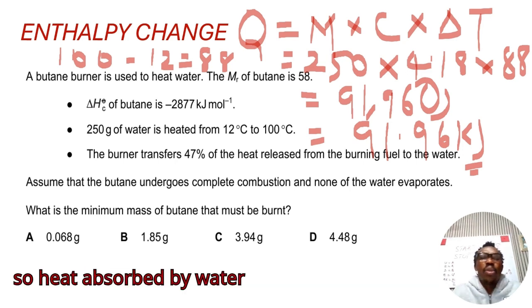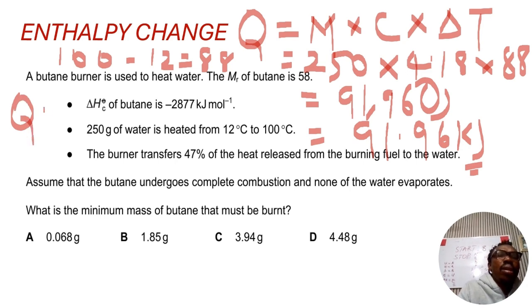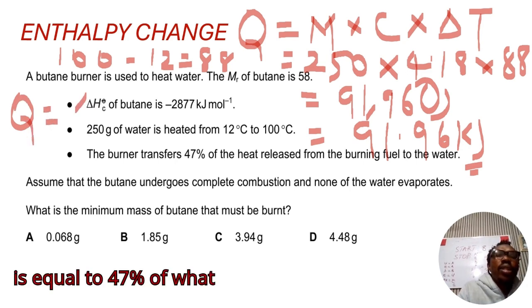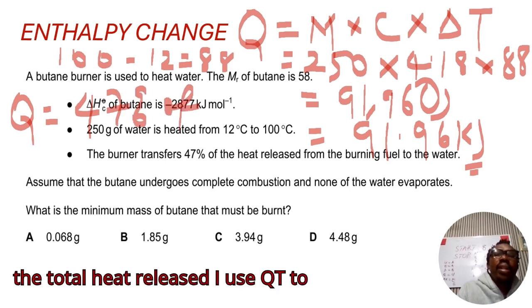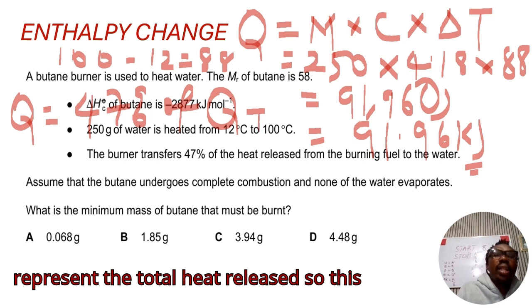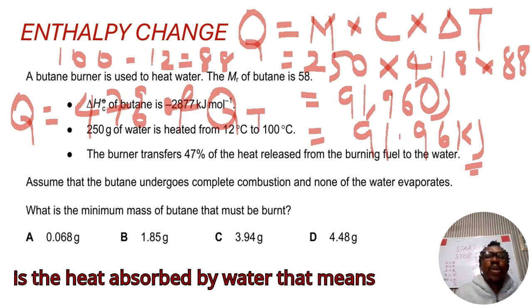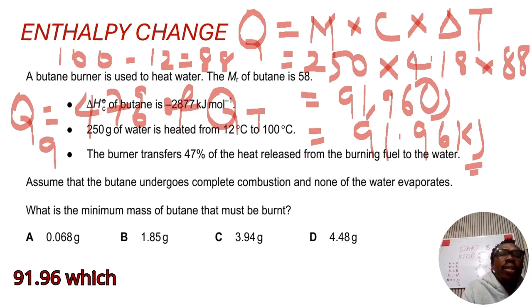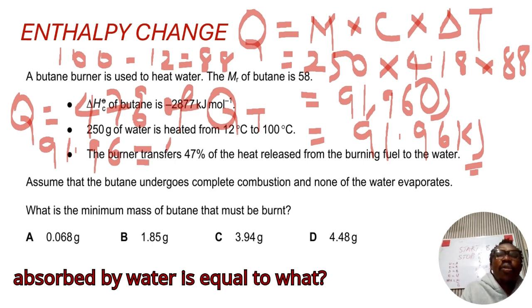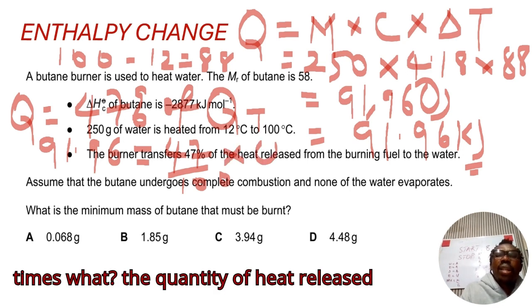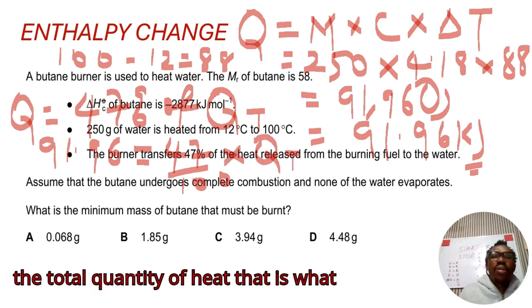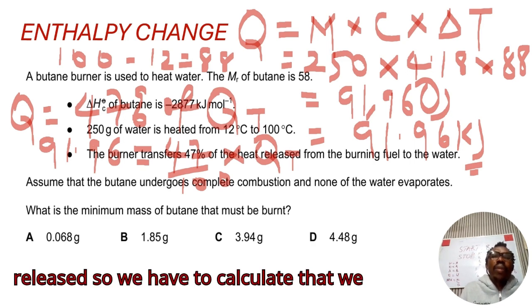to water. So heat absorbed by water is equal to 47% of the total heat release. I use QT to represent the total heat release. So this is the heat absorbed by water. That means 91.96 kilojoules, which is the heat absorbed by water, is equal to 47 over 100 times the quantity of heat released, the total quantity of heat that is released. So we have to calculate that.